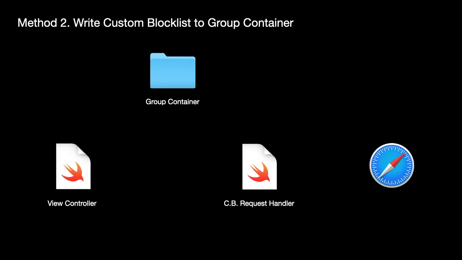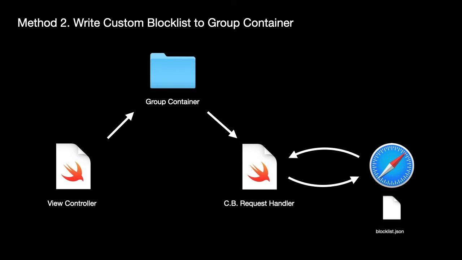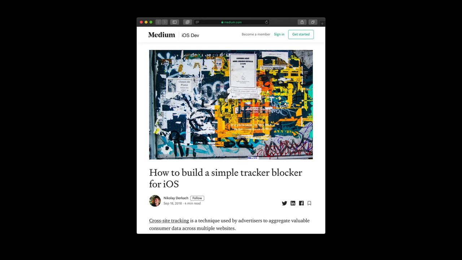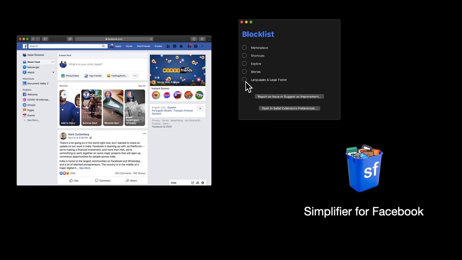Now I'll point you towards an example of method 2, which is to have user interaction with the UI generate a totally unique block list. In this example, I wanted the blocker to work before the app was ever opened, and so I provided a default block list to the extension's main bundle. And just to give credit where it's due, this Medium post by Nikolay Durkach was really instructive when I was trying to make this example. The example is called Simplifier for Facebook, and you can clone it from my GitHub page. The link will be in the description.